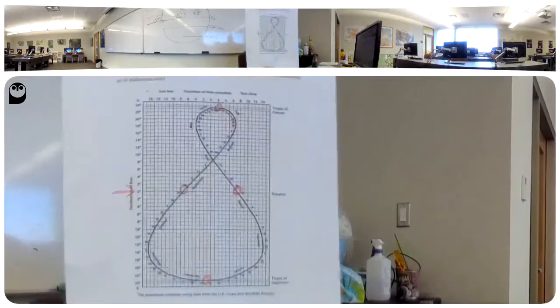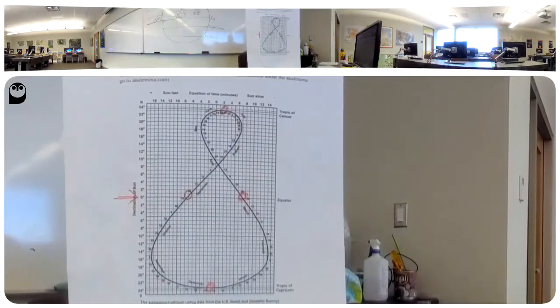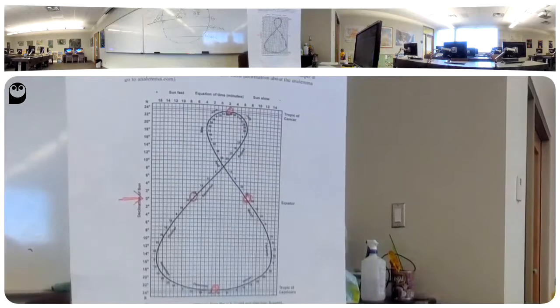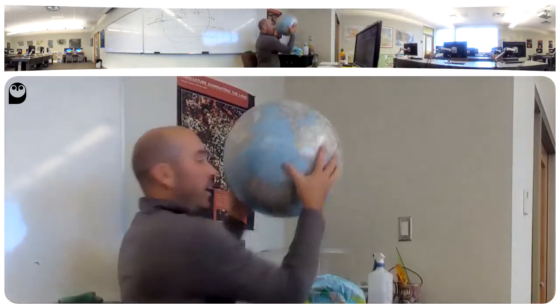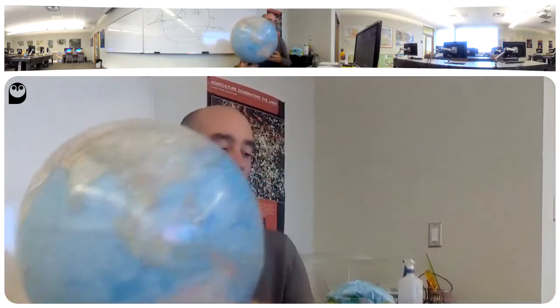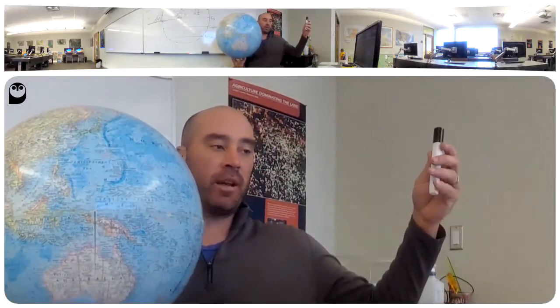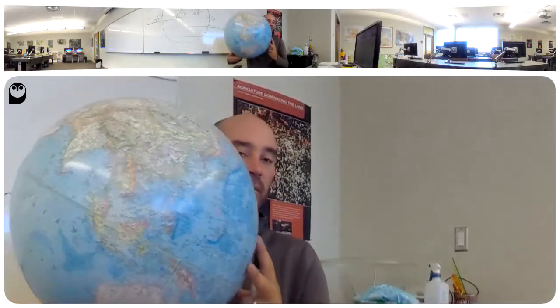Now, some of you might be asking, why is the analemma shaped like a figure eight? Why isn't it just a straight line? Well, there are two reasons for that. Number one, the Earth is tilted on its axis 23.5 degrees. If I have my globe here, the globe isn't situated straight up towards the sun, right? This marker is the sun. The Earth is tilted 23.5 degrees.